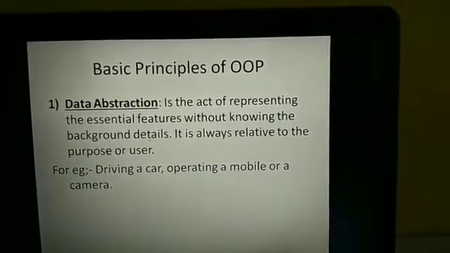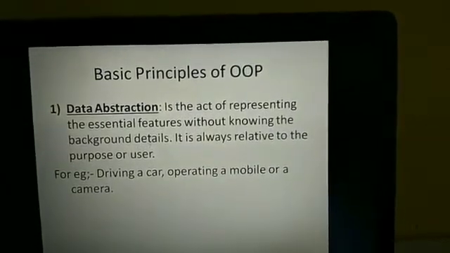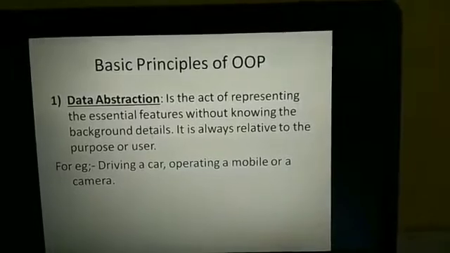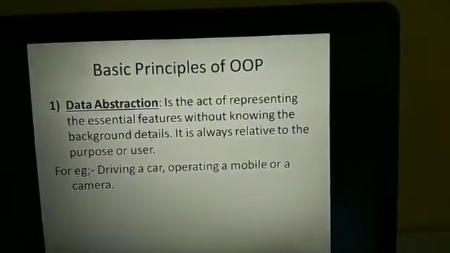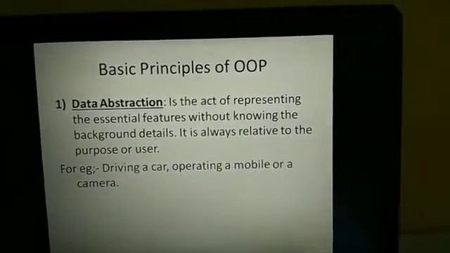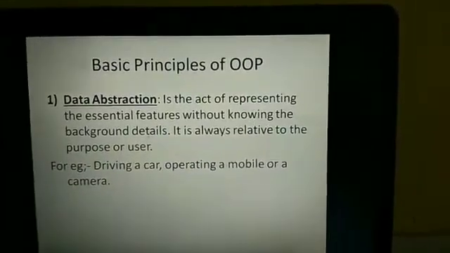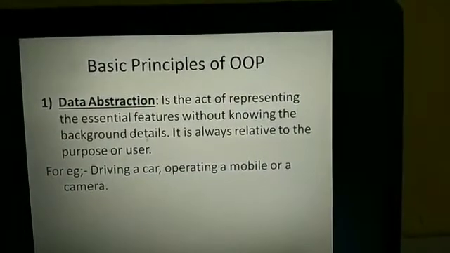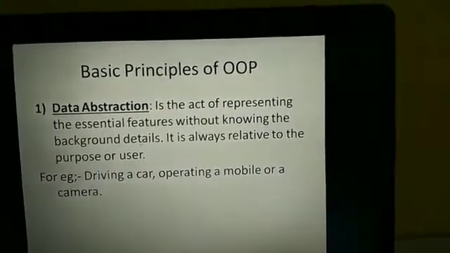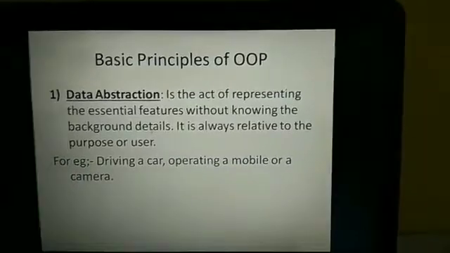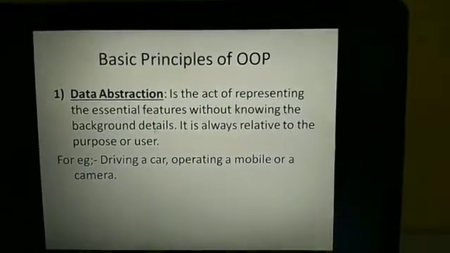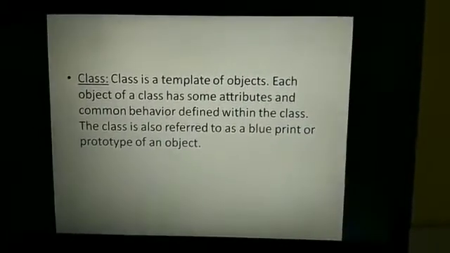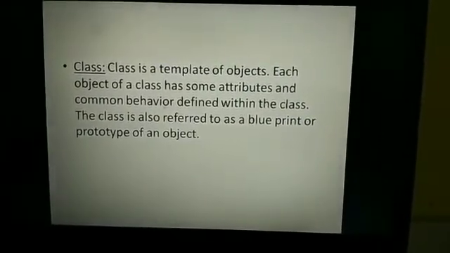Or else a digital camera. The person doesn't know how to operate a digital camera, yet he goes on pressing its buttons without knowing the background of it. How does it operate? That is called data abstraction. I'll once again repeat. It is an act of representing the essential features without knowing the background details, and it is called data abstraction.